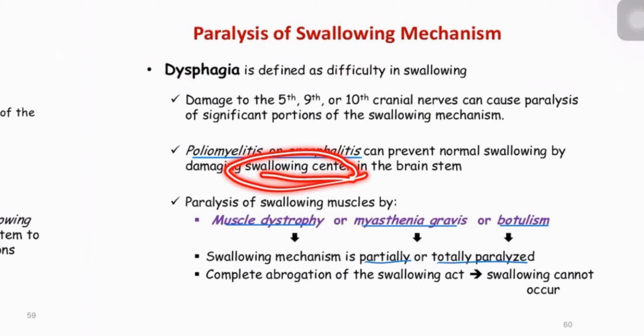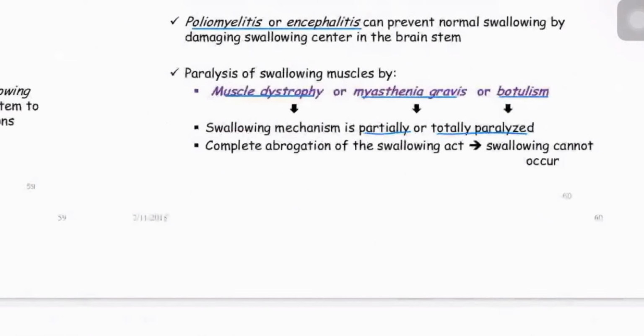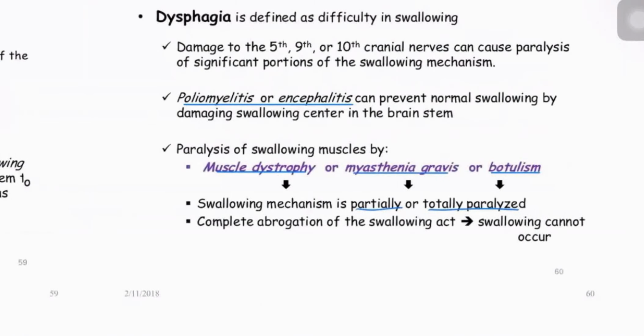What is your swallowing center again? It's your medulla, or brainstem. So the paralysis of swallowing muscle by your muscle dystrophy, myasthenia gravis, and botulism, the swallowing center or mechanism is partially or totally paralyzed, and complete abrogation of swallowing cannot occur. Okay, so that's the mechanism.